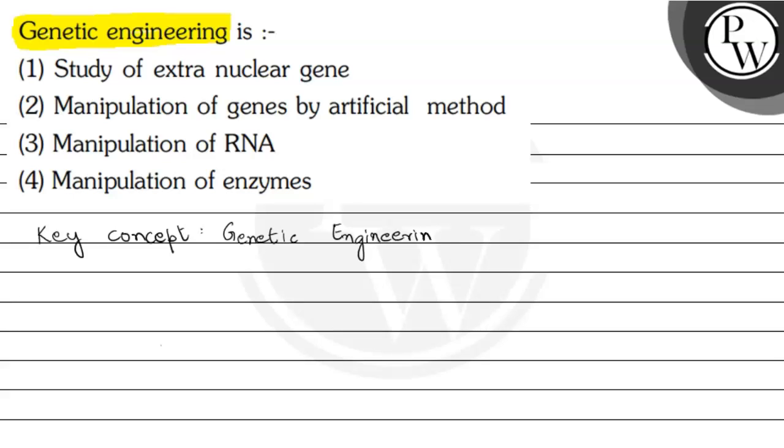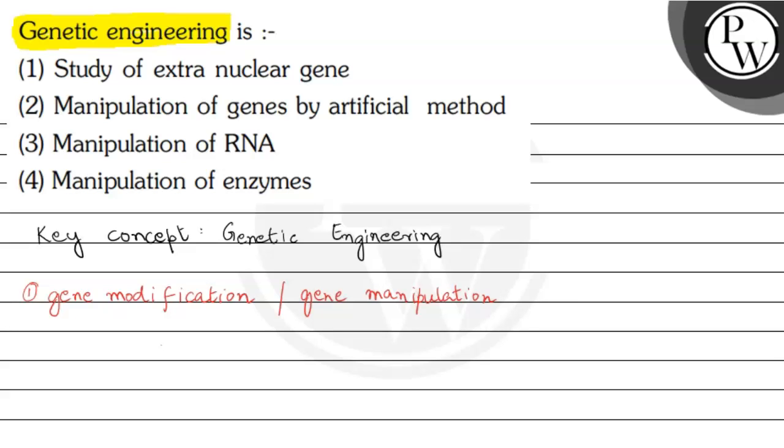So first of all, genetic engineering is a technique of gene modification. So we can use genetic engineering to alter the DNA of an organism's genome. It is also known as gene manipulation because with the help of genetic engineering, we can manipulate the gene or alter the gene according to our own interests.